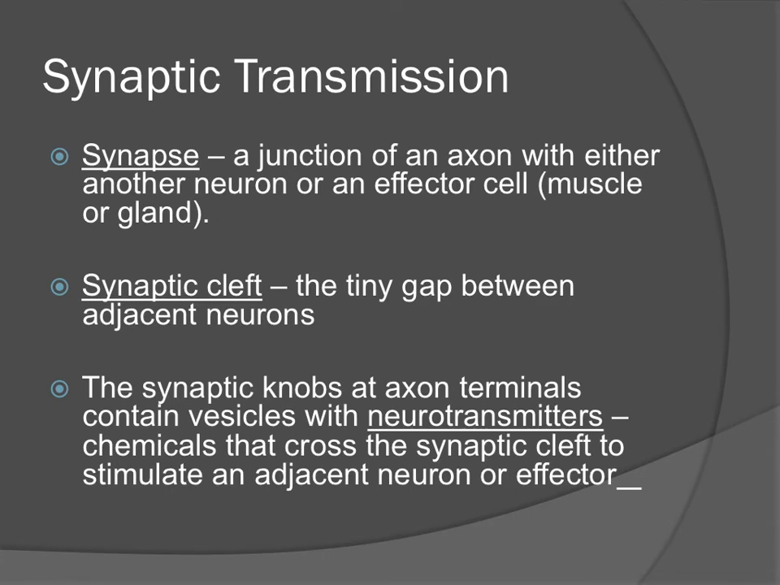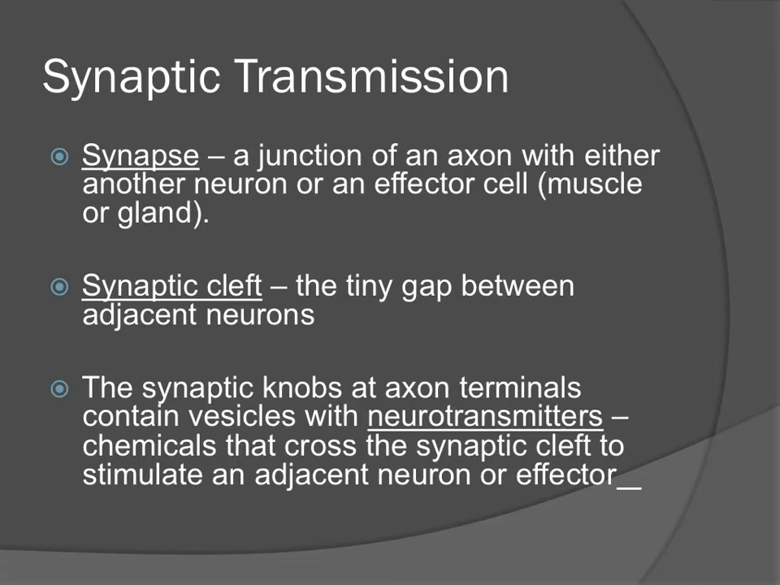Synaptic transmission. We have the synapse. This is the junction of an axon with either another neuron or an effector cell, a muscle or a gland. At the synapse, information from one neuron flows to another neuron across the synapse. Synapses are very essential to neuron function.